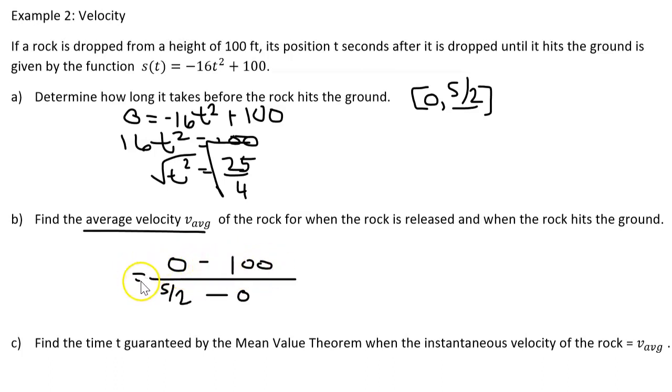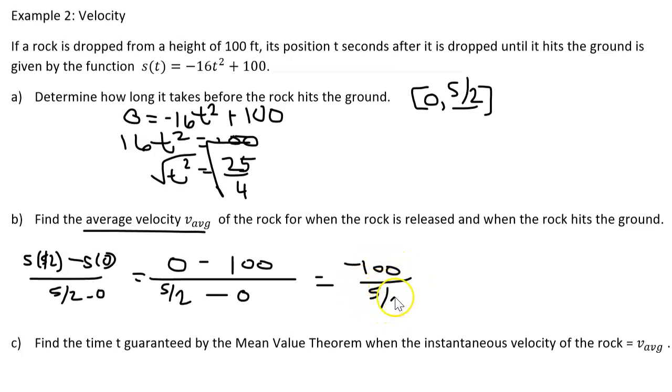And if we're going to write this in notation, we're basically doing f of b minus f of a over b minus a, but we're inputting these variables. So we're going to have s at 5/2, since the function is s of t, minus s of 0 over 5/2 minus 0. And that's our notation there. Well, that gives me -100 divided by 5/2. Reciprocate and multiply gives you -200 over 5, which simplifies to be -40 feet per second.